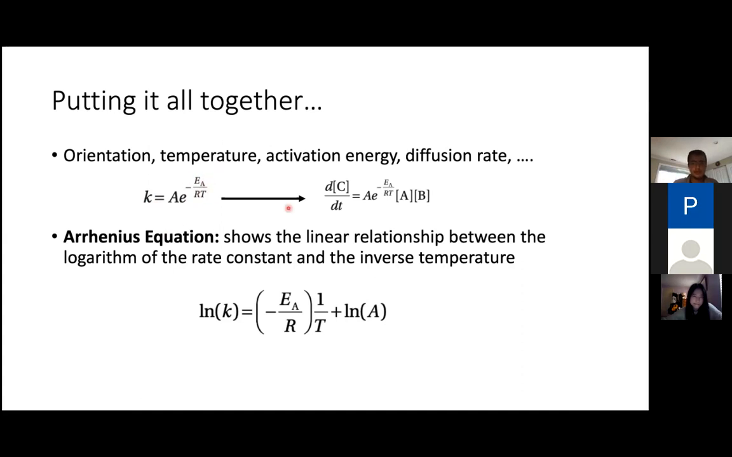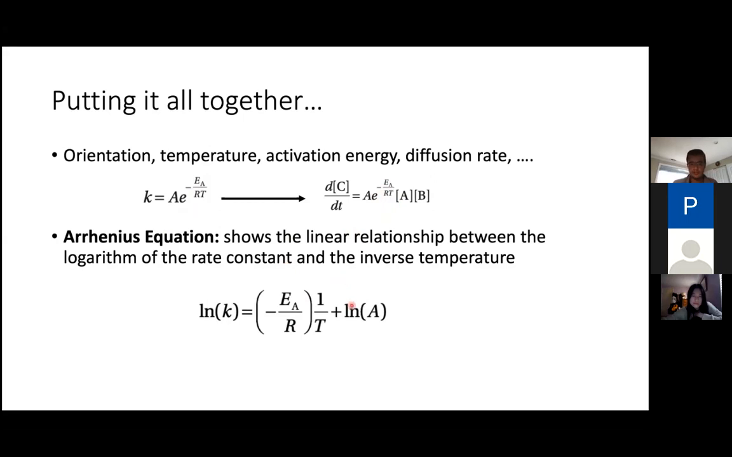And we can plug this into, for example, a second order reaction instead of K. And this is essentially saying that the rate of a reaction depends on all these other factors that influence this rate constant. And the Arrhenius equation takes a natural log of this term here, because it makes it easier to plot on a graph, and it shows a linear relationship between the natural logarithm of the rate constant and the inverse of temperature.